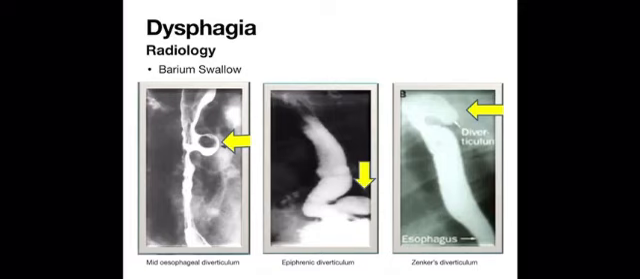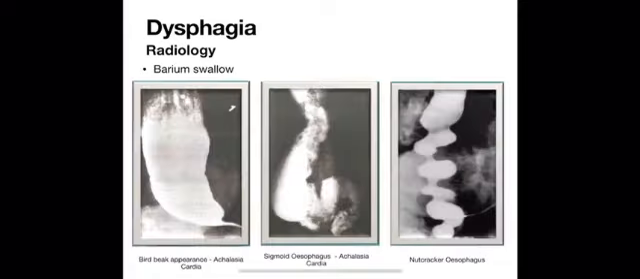And the third barium swallow shows Zenker's diverticulum up in the esophagus, in the upper cervical esophagus or in the upper one-third of the esophagus. Usually these patients present with dysphagia and halitosis.